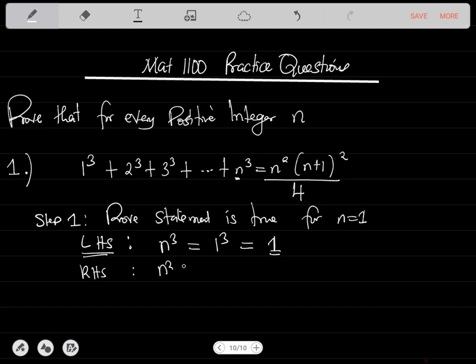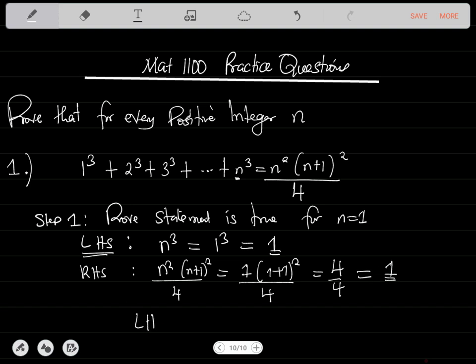I'll also prove my right hand side if I'm getting the same. My right hand side is n squared, (n plus 1) squared over 4. So if I put 1 here, this becomes 1 squared, this is 2 squared, which is 4 over 4, and I get 1. And you can see that my right hand side and my left hand side are equal. Therefore, the statement is true.